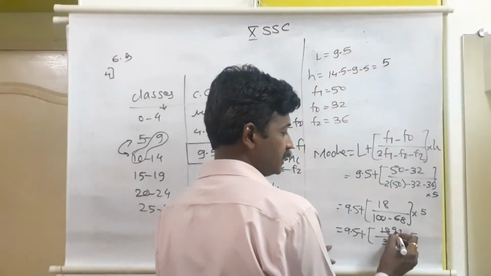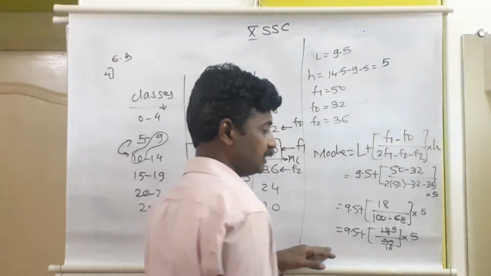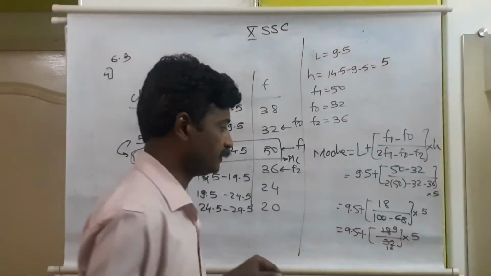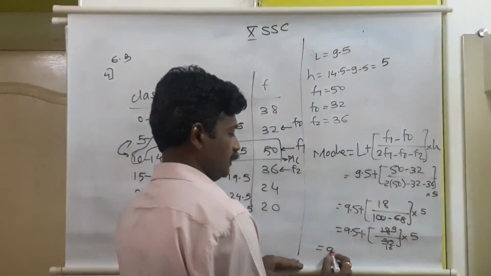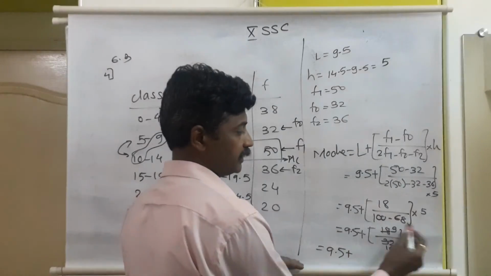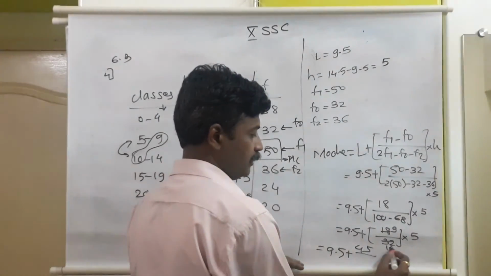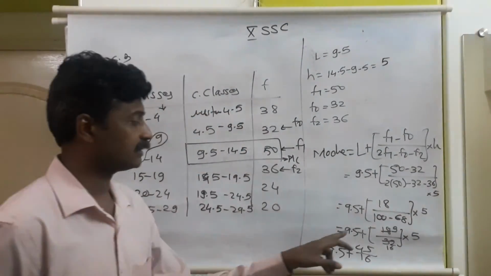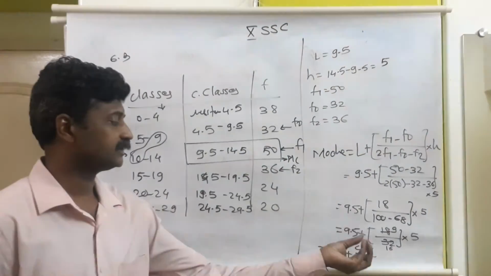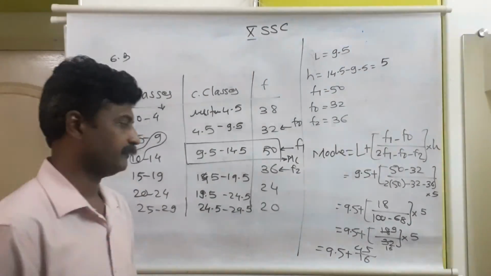2 nines are 18, 2 sixteens are 32. 9 into 5, 45. 9.5 plus 45 upon 16. So first we will divide 45 by 16 and that answer can be added to 9.5.